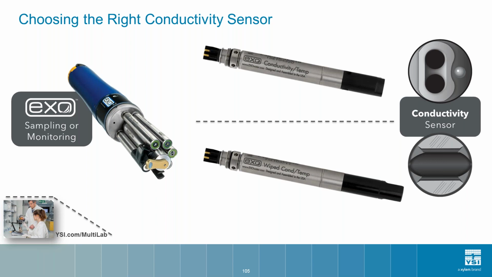But there are applications where the non-wiped conductivity sensor is the better solution. So how do we choose the right conductivity sensor? Well, it really depends on your application. Now, if there are those listening that do measure conductivity in laboratory applications, you may have more options to consider. You would want to take a look at our laboratory solutions. But since this webinar is focused on outdoor water quality, I'm going to cover the two sensor options we've discussed for the YSI EXO platform.